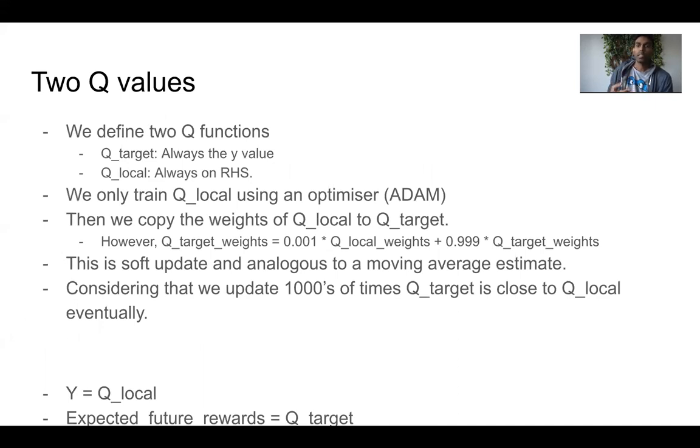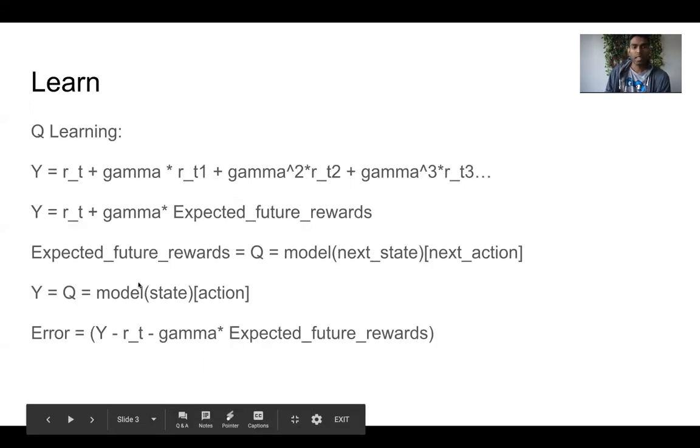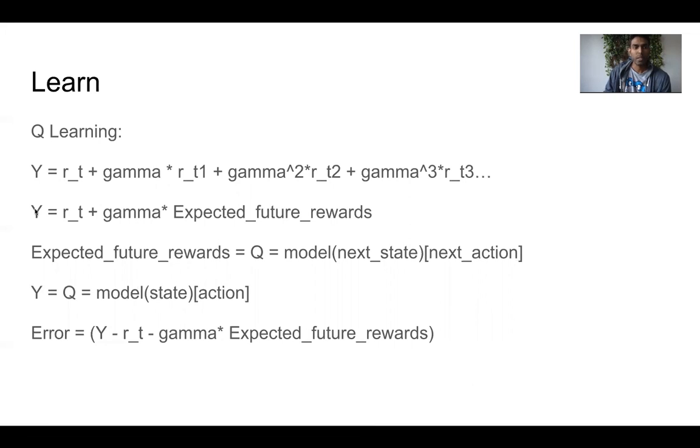Now, one thing that I did here is I actually initialized two Q values. One is called Q target, which is going to become the right-hand side of this equation over here.